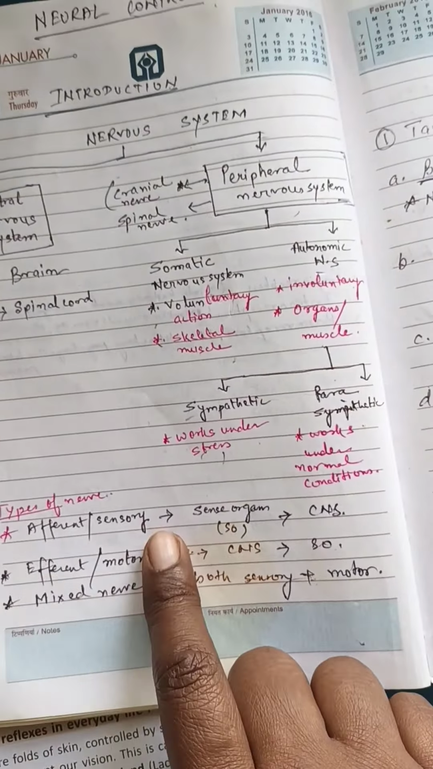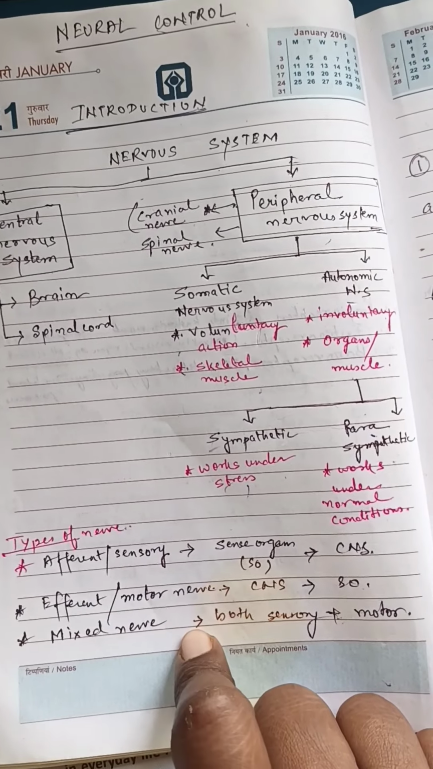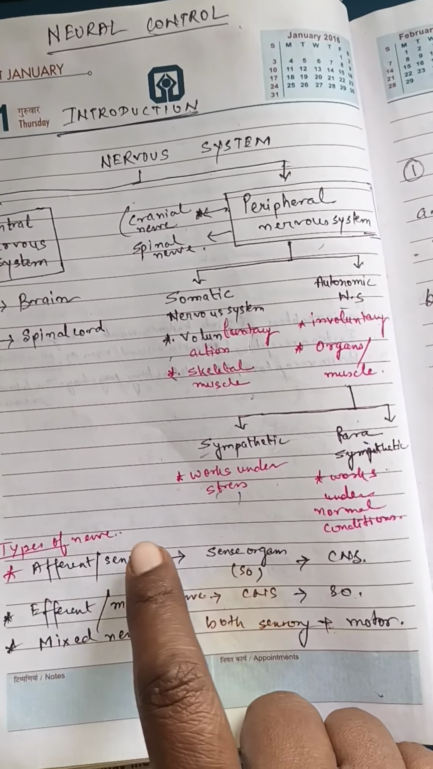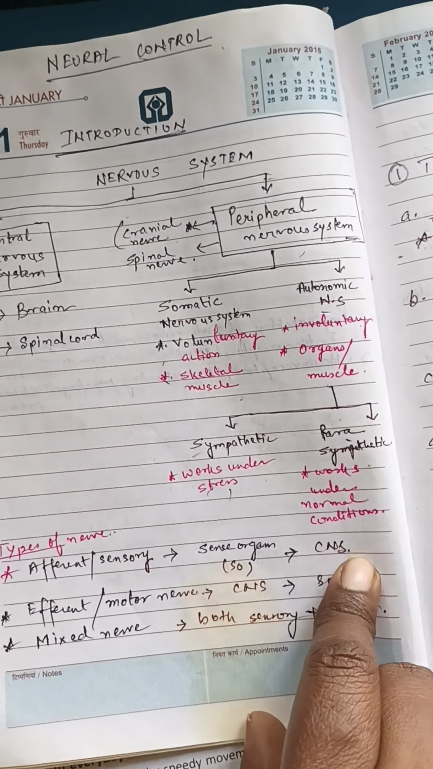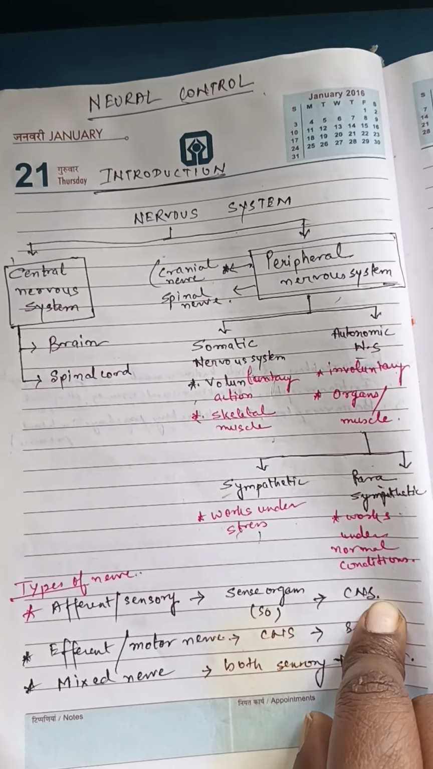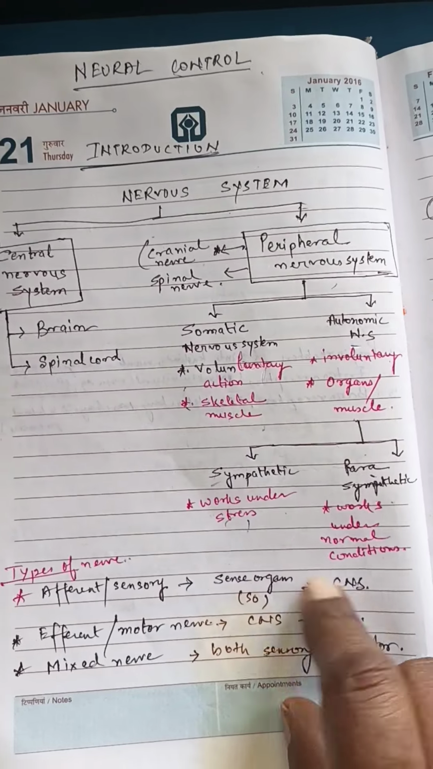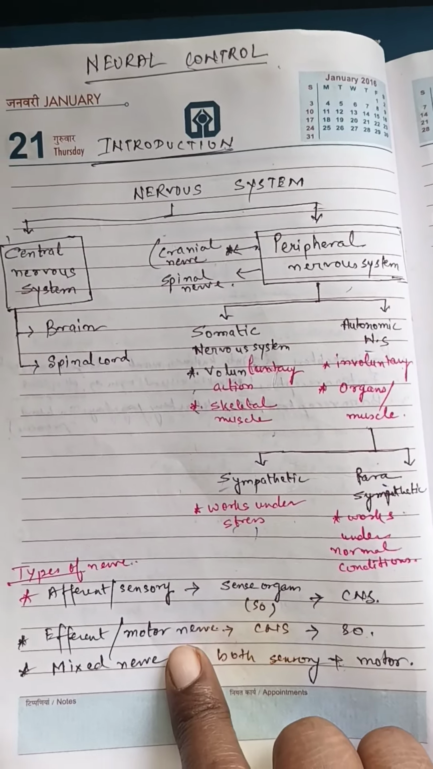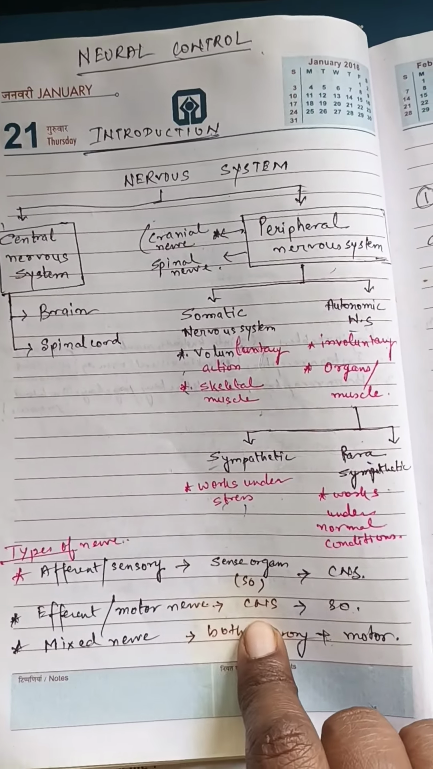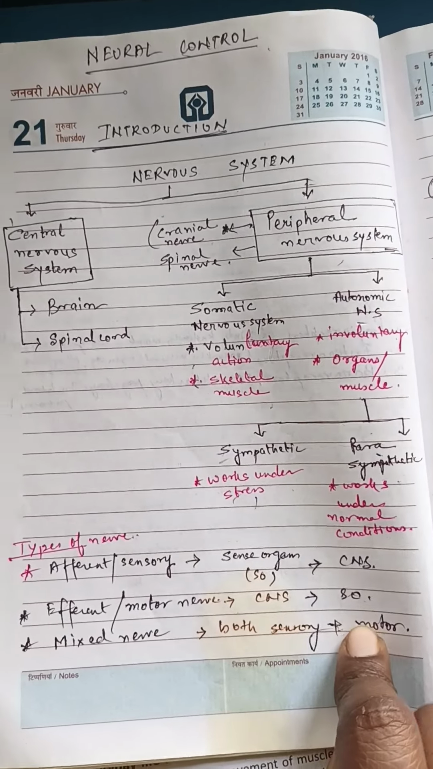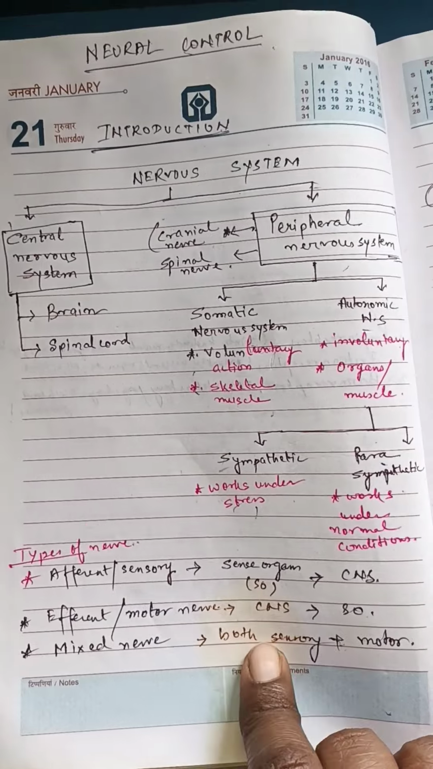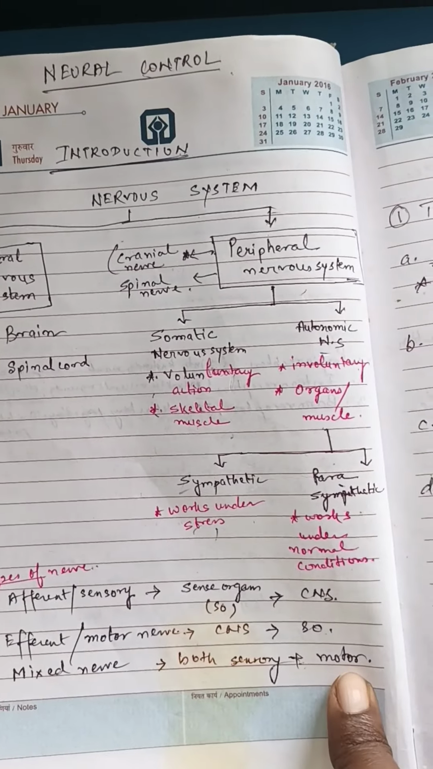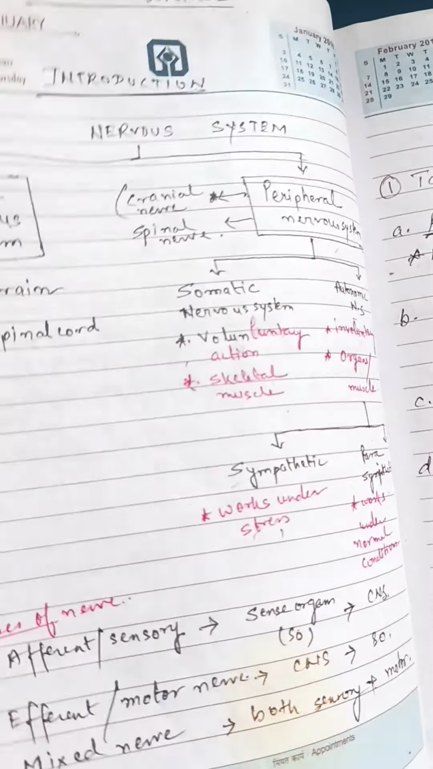Now the types of nerve. So what are the three types of nerve we can see? We can see the afferent or the sensory nerve, which arises from the sense organ and goes to the central nervous system, that is, going to the brain and the spinal cord. Then we have the efferent or the motor nerve, which arises from the central nervous system and then goes to the sense organ. And then we have the mixed nerve, which consists of both sensory and motor. Now, coming back to your book, this classification is already there in your book.